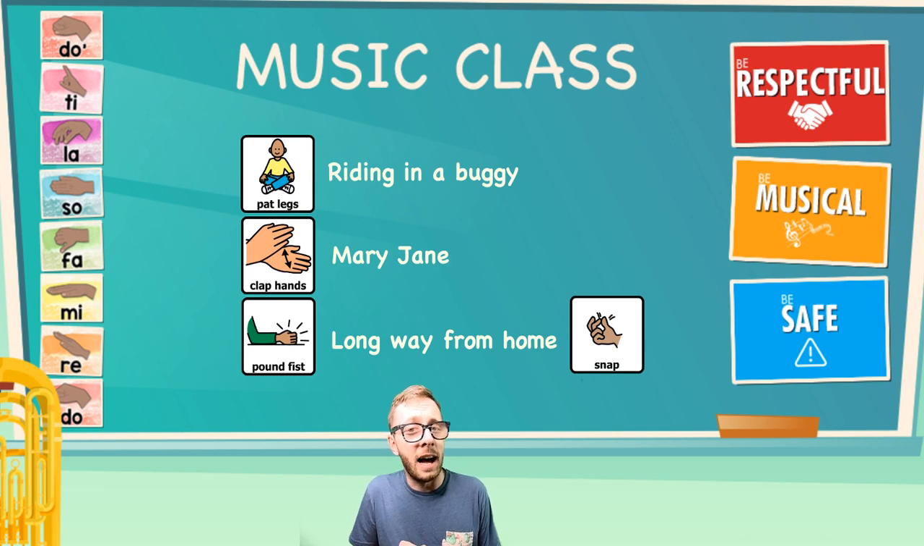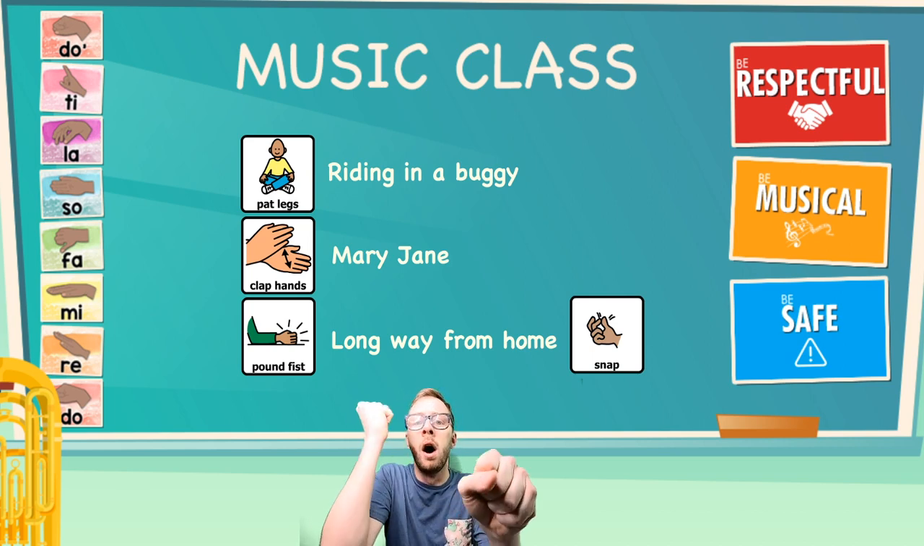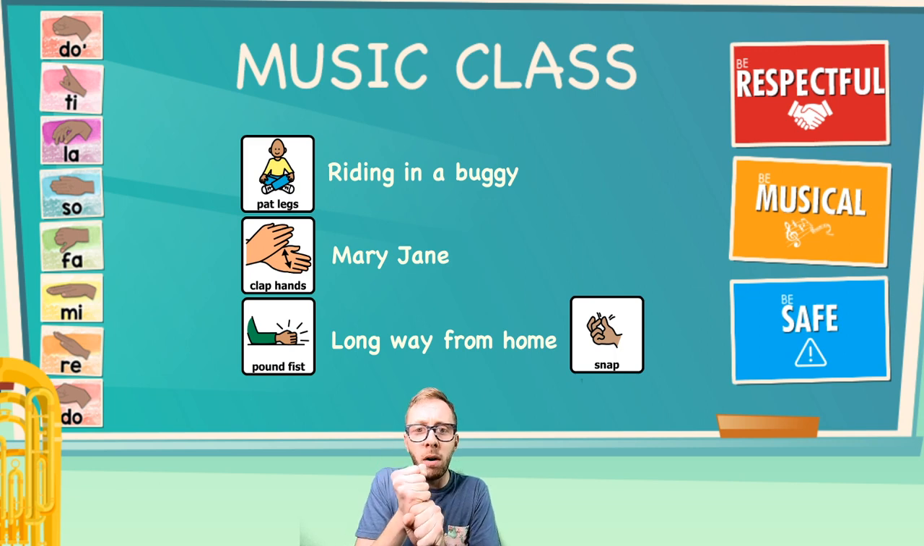Now, my eagle-eyed viewers will notice that there's one more part that we need to do, and that is the end of the song. At the end of the song, I want you to take your fists first like this, hold them in front of you, and we're going to pound them together on the words, long way from home. Try that with me. Ready, here we go. Long way from home.